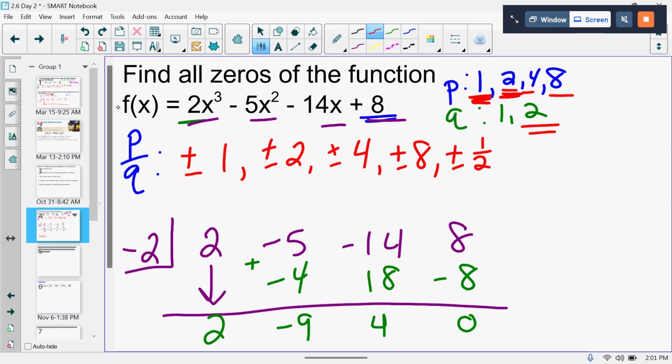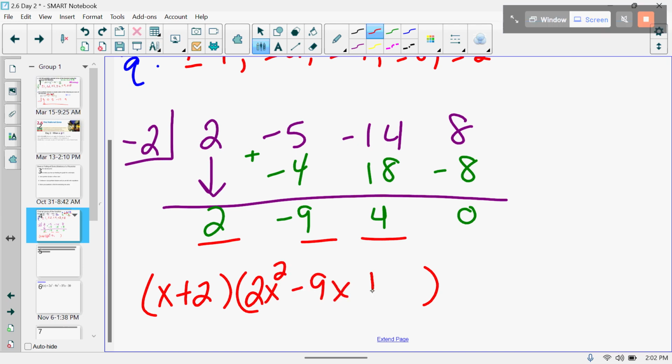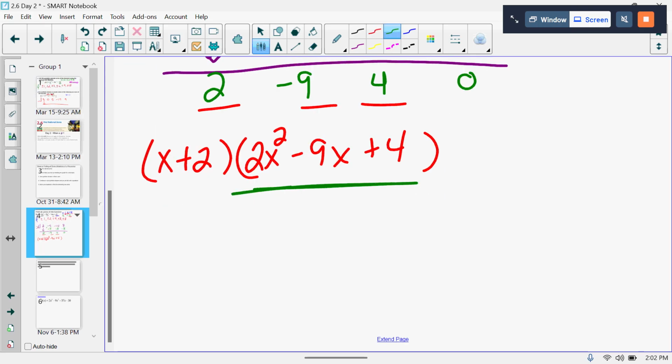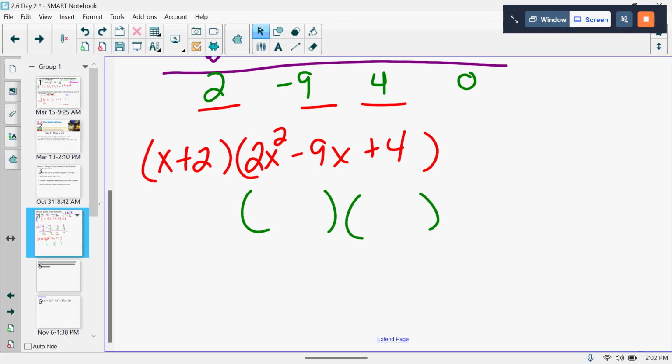Now, remember, we started with a degree 3 polynomial. If we factor out x plus 2, what's going to be left is a degree 2 polynomial. Remember, these are the coefficients of it. So it's like 2x squared minus 9x plus 4. So now that this is degree 2, we can just go ahead and try to factor it. Like, is there something that we can FOIL out that would give us that back again? So I'm going to let you think about that for a minute.